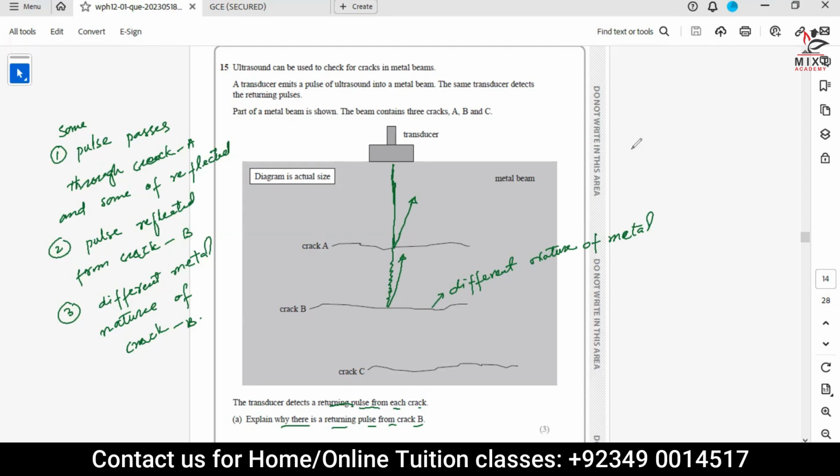Sir, for the metal nature, can we also mention the difference in density? Yes, we can mention it. There is a difference between the density of the metal. You can mention it, but as you mentioned, there is a different metal nature, so all the properties are coming inside it. If you want to mention the difference in density, you can. It will be very good. Because in school, our teacher told us that if it passes through a crack, it's because of the density.